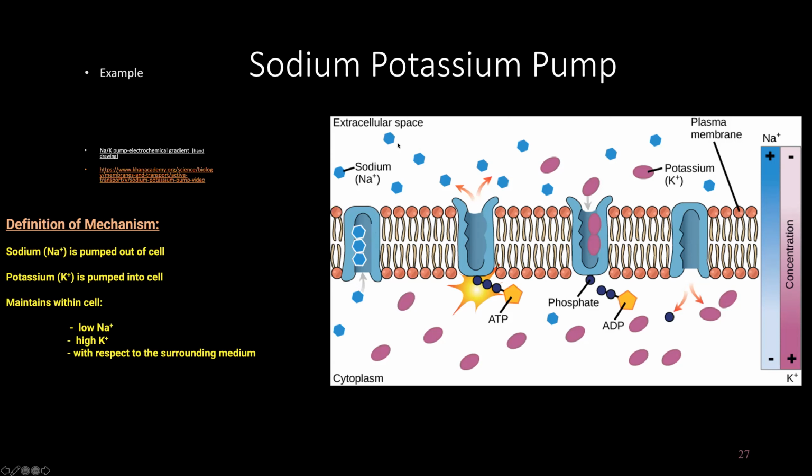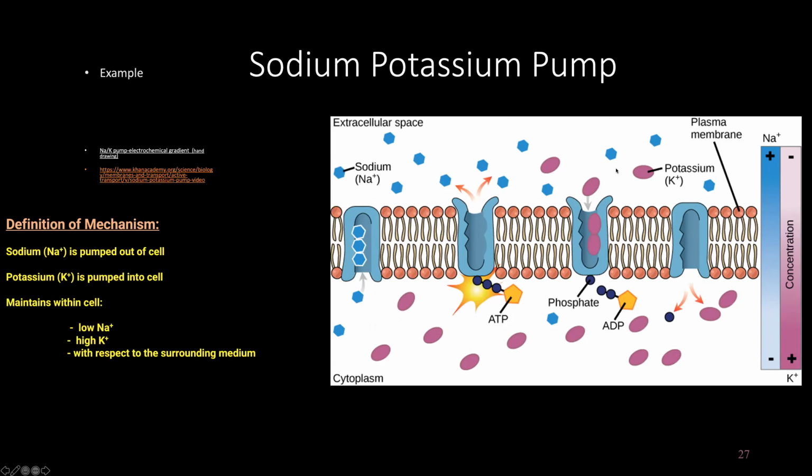So what you see is that there is a low concentration of the blue sodium ions in the cell, relatively low compared to outside, but the pump transports them against this concentration gradient from inside to outside. And ATP is needed for that to happen.